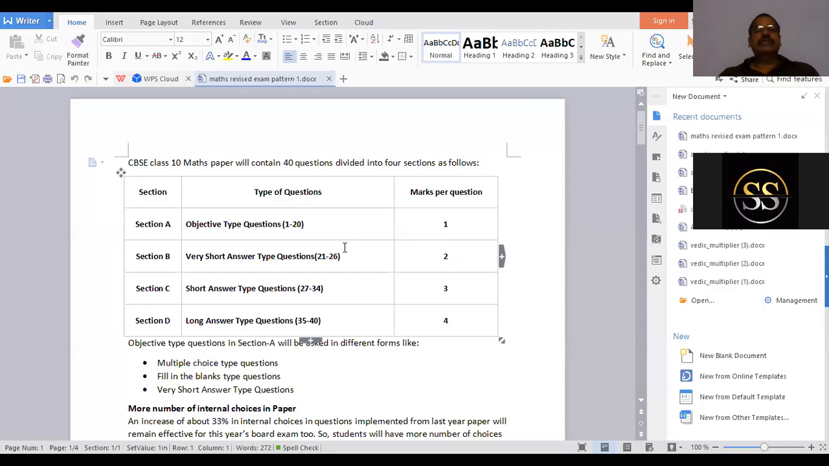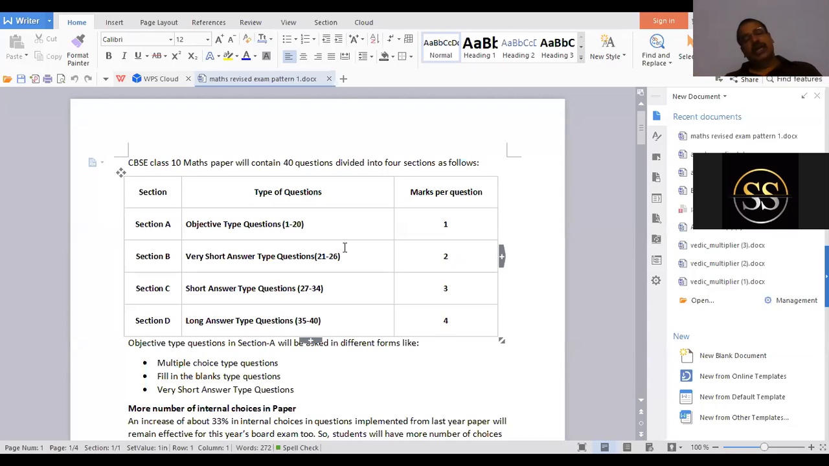And now, for you, the paper pattern also changed this year. The CBSE Class 10 Maths paper will contain 40 questions divided into 4 sections. Section A is objective type, questions 1 to 20, 1 mark each. Section B is very short answer, questions 21 to 26. 6 questions will be there, each 2 marks, 12 marks in total.